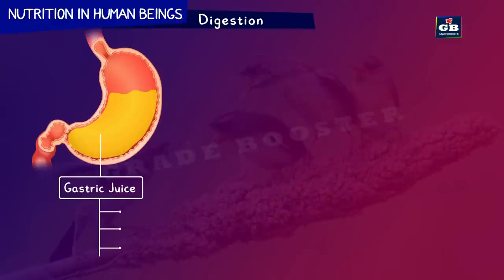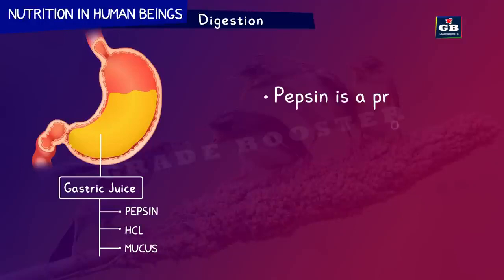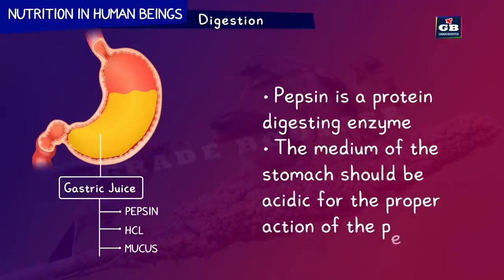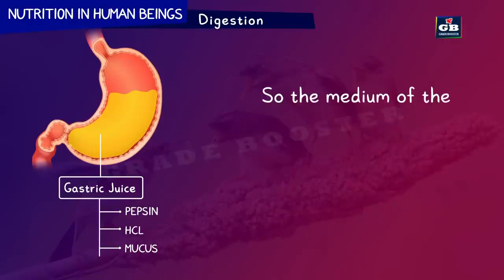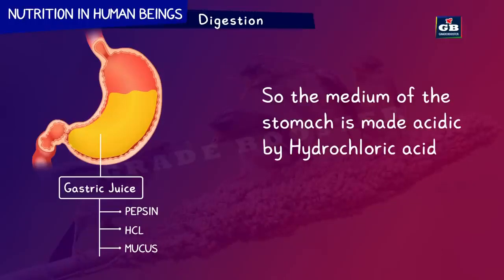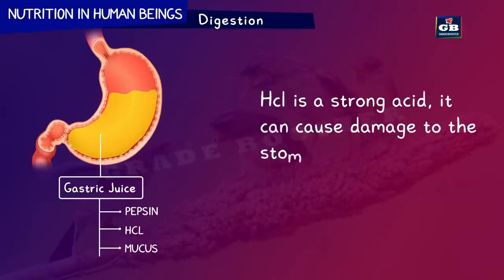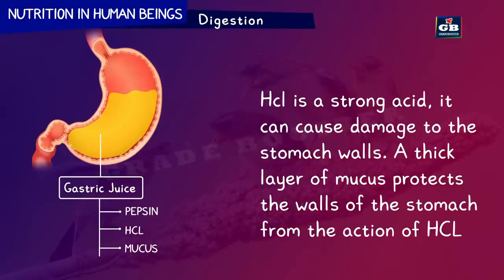Gastric juice has pepsin, hydrochloric acid, and mucus in it. Pepsin is a protein digesting enzyme. The medium of the stomach should be acidic for the proper action of this pepsin. So, the medium of the stomach is made acidic by hydrochloric acid. Hydrochloric acid is a strong acid. It can cause damage to the stomach walls. A thick layer of mucus protects the walls of the stomach from the action of HCl.